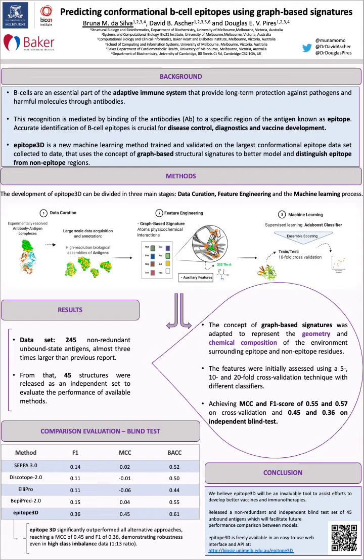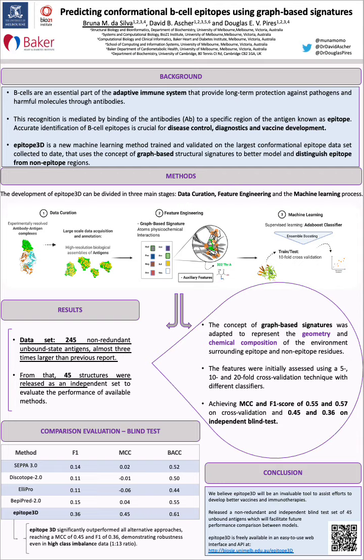And moving to the last stage of our method, we have the machine learning process. The machine learning includes a qualitative data analysis of the selected features, the training and model optimization using different supervised learning algorithms, and they were all evaluated by 5, 10, and 20-fold cross-validation techniques.